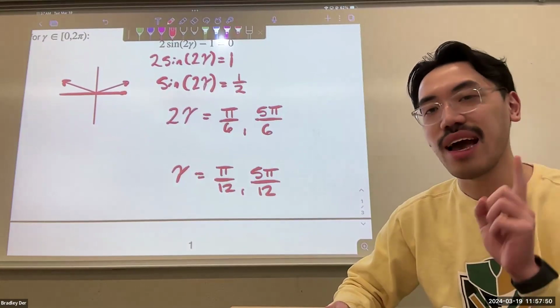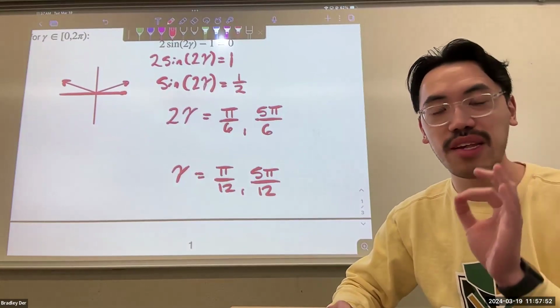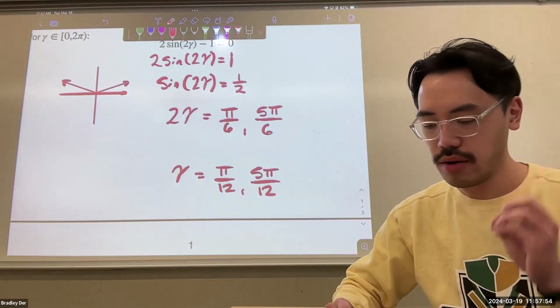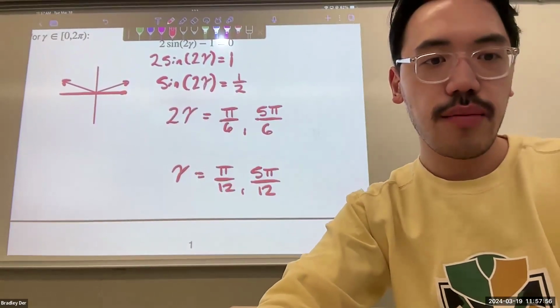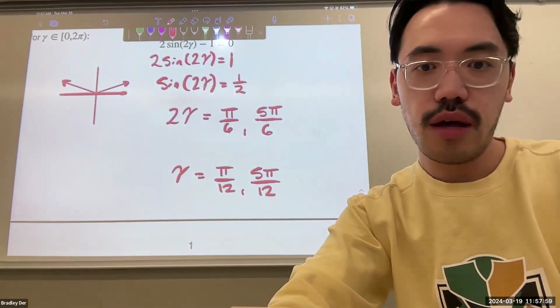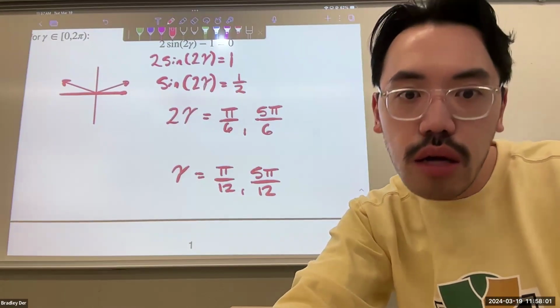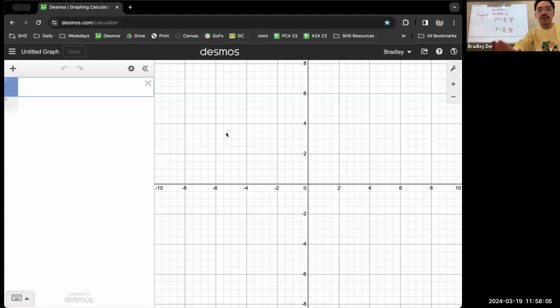Here's the thing. That is half of the solution set. We are still missing solutions, right? The reason why, and to do this, I'm going to get close. Screen share. Where is it? This one. Okay, so now I have Desmos open.